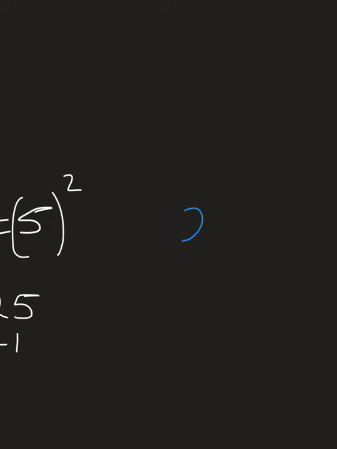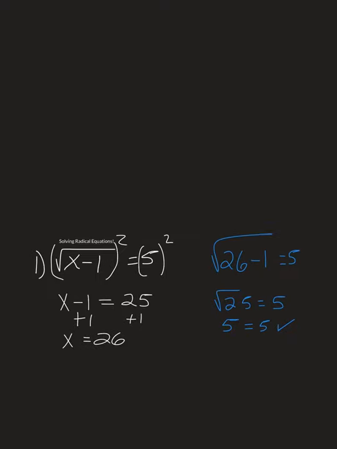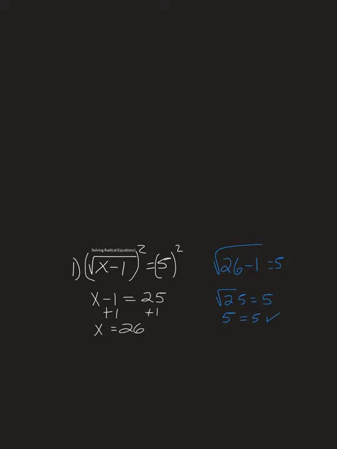We get the square root of 26 minus 1 is equal to 5. We're going to get the square root of 25 is equal to 5, and we know the square root of 25 is 5. And 5 is equal to 5. Boom. We know we're right. Cool. So, that's example 1. Hope that it's feeling pretty straightforward and that it's making sense.